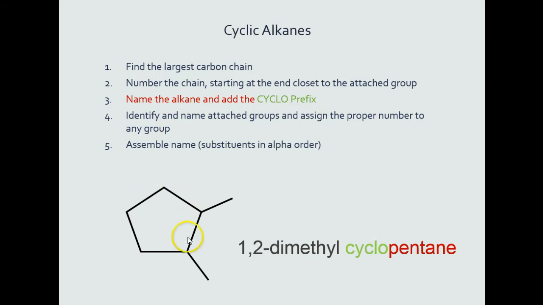Here's another cyclo problem. We have 5 carbons, so we have cyclopentane. Notice that we have 2 methyl groups coming off, so they automatically get carbon 1, carbon 2, or if you want, you can go carbon 1 down here, carbon 2 up there. Either way, we have 1,2-dimethylcyclopentane.